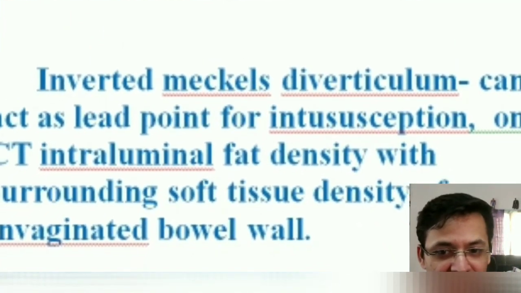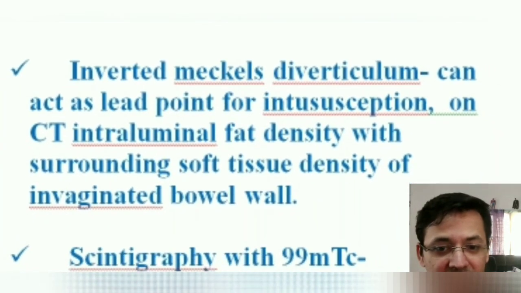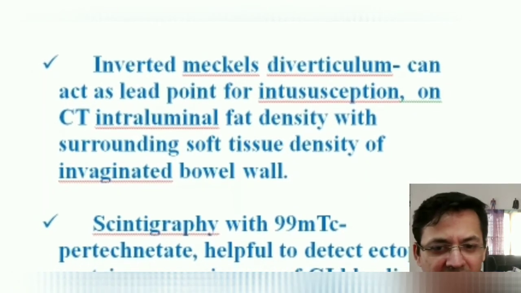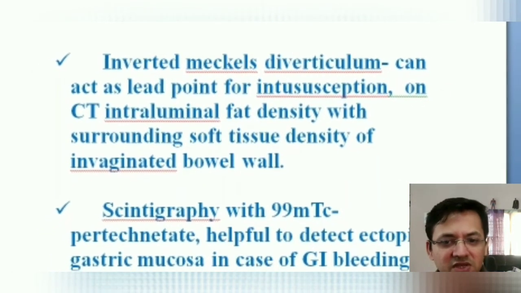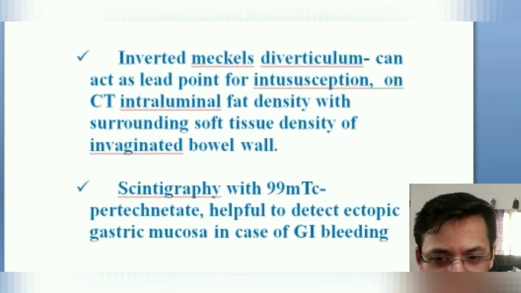Another variant is inverted Meckel's diverticulum, which also acts as a lead point for intussusception. On CT scan, it is seen as intraluminal fat density with surrounding soft tissue density of the invaginated bowel wall.